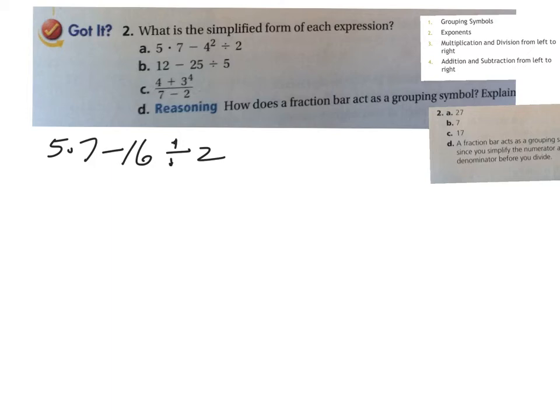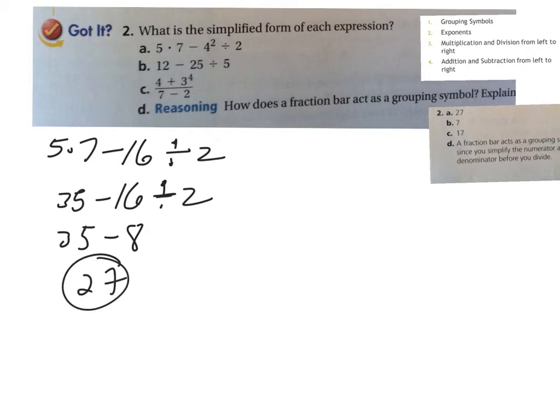Bringing it on down. Now we're looking at the fact that we don't have any more exponents, so we're going to go ahead and take care of the multiplication and division as we come to them left to right. So 5 times 7 is 35. Bring down everything else, minus 16 divided by 2. It's a division sign, I promise. Still have some multiplication and division to deal with. 35 minus 8 is 27. So that's your first one, how I got that.